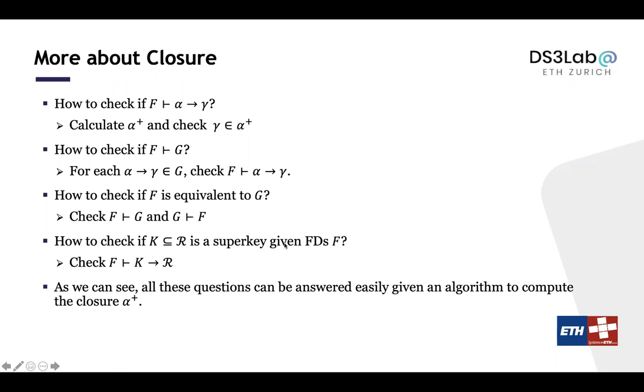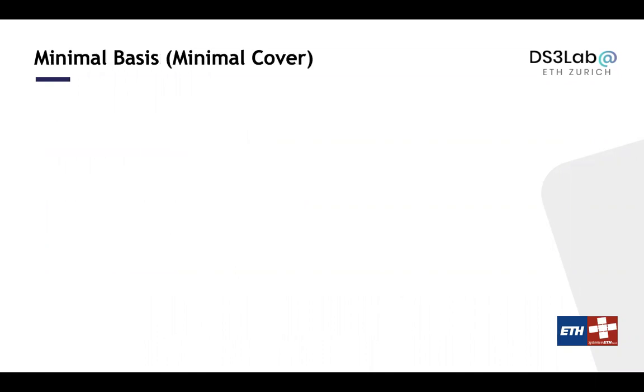If you want to check whether K is a key or not, you need to check both this and whether it is minimal, right? So that is, if you remove any attribute in K, do you still have this functional dependency or not? Okay. So as you can see, all those questions can be answered easily given an algorithm to compute the closure of F. And in the previous slides, we already gave you one such algorithm. Okay, so this is about the closure.